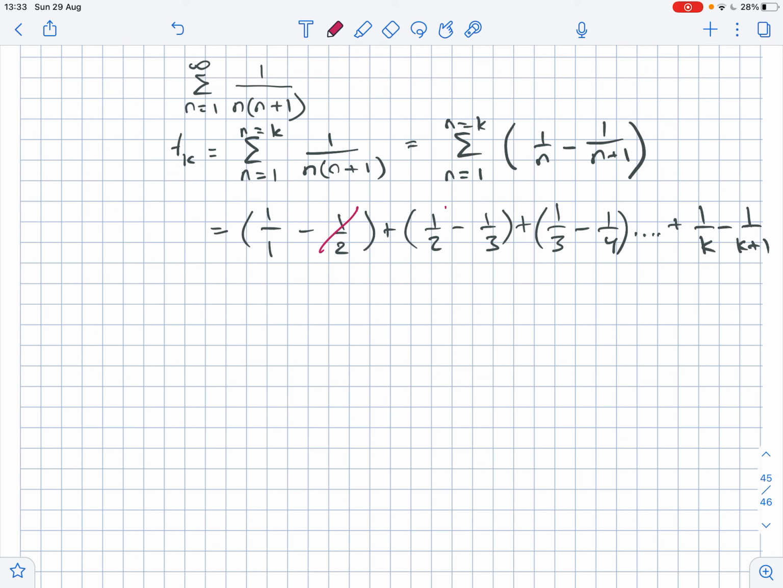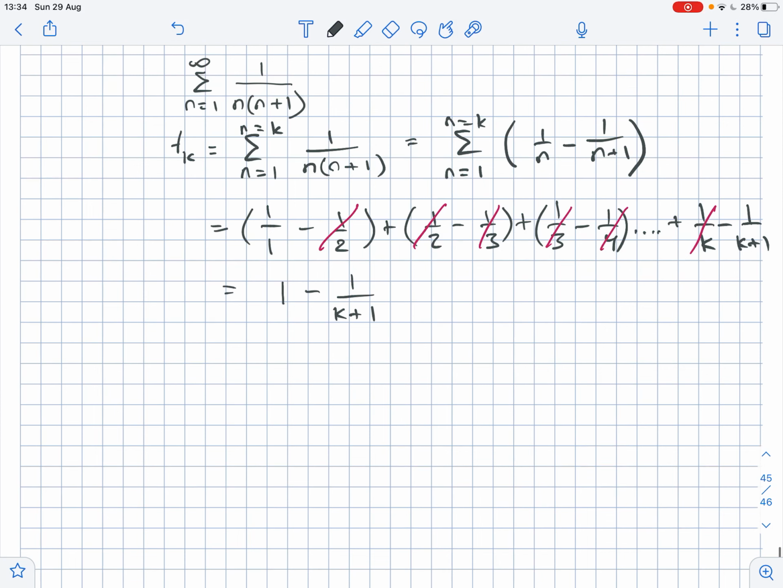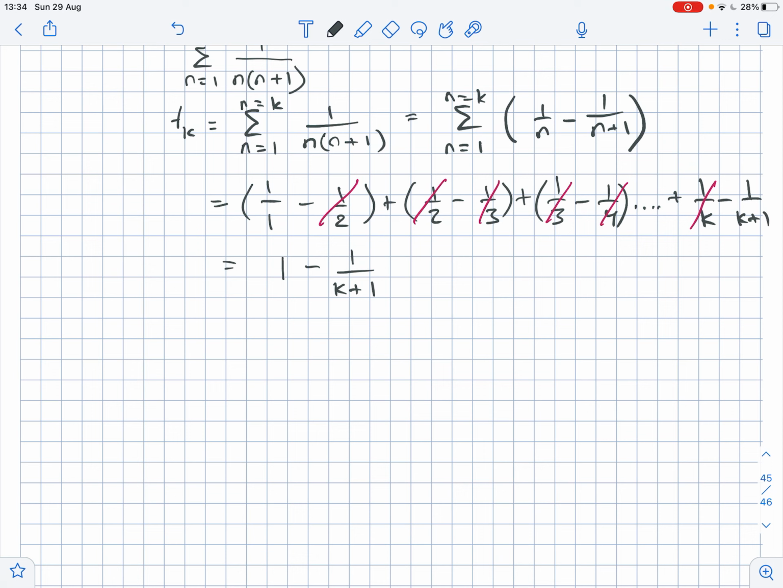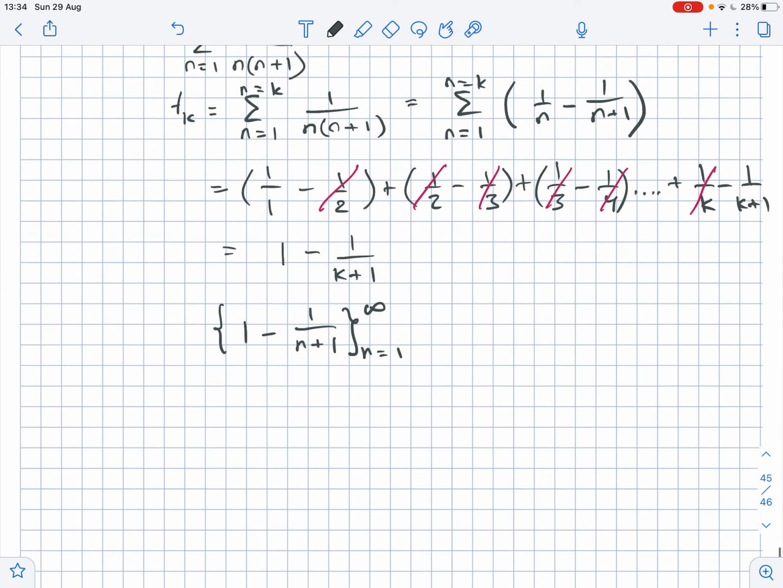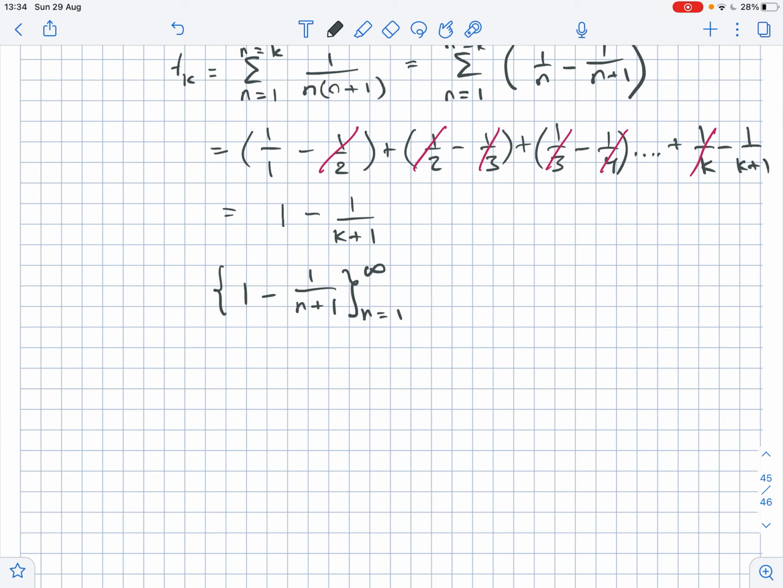Here, as you can see, most of the terms cancel out. For instance, 1 over 2 cancels out, 1 over 3 cancels out, 1 over 4 cancels out, and so on until 1 over k, which also cancels out. So we are left with 1 minus 1 over k plus 1. That means that the general term of the sequence of partial sums of this series is 1 minus 1 over k plus 1.